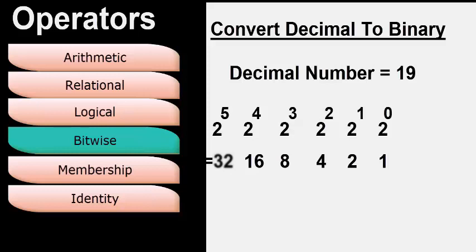32 is greater than 19. So we stop at 16 and write 1 below it. Next, subtract 16 from 19 and get the answer as 3.